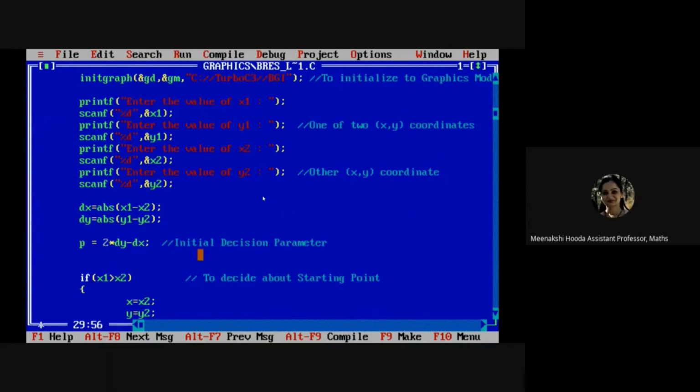Next, the step was to decide about the initial decision parameter. It was related to the calculation of this initial decision parameter, and the formula we were using over there was 2 delta y minus delta x. So the decision parameter we are using over here is represented by p, and the formula we are using, as we derived in our previous lecture, is 2 into delta y minus delta x.